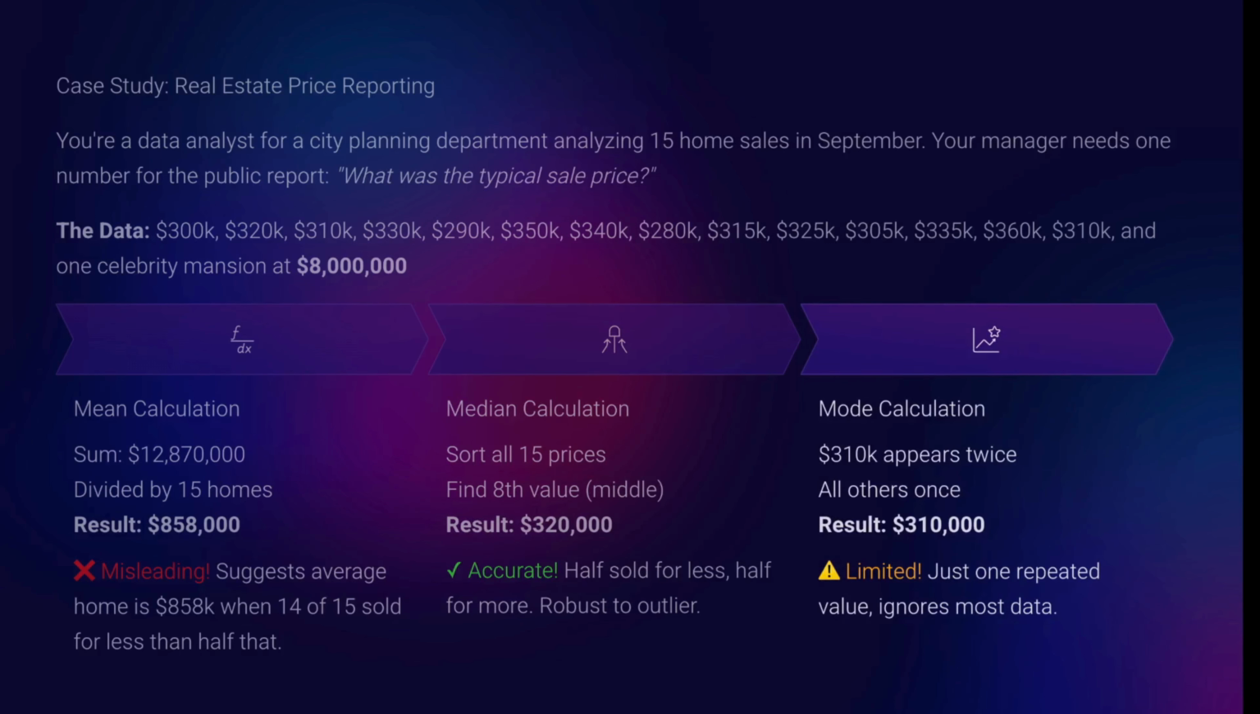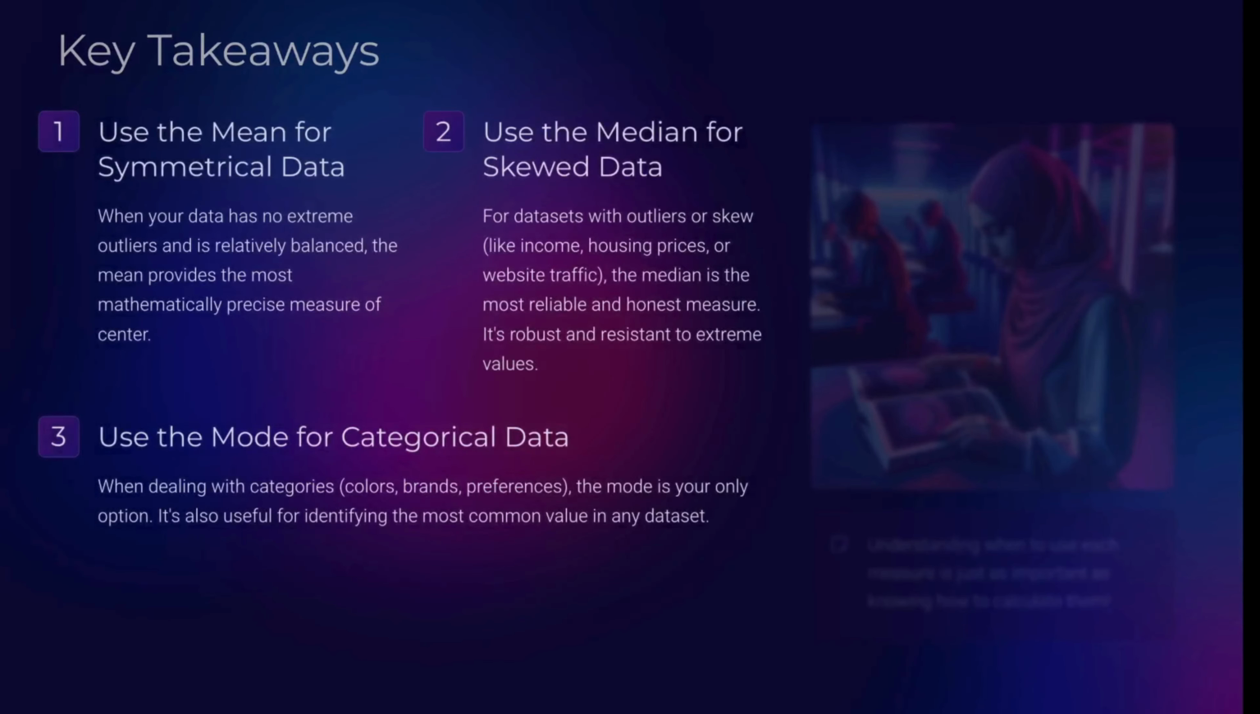It's robust to outliers. Now, if you calculate the mode, 310K appears twice, all others once. So the result is 310K. Just one repeated value ignores most of the data. So this was also not as useful as the median in this particular example.